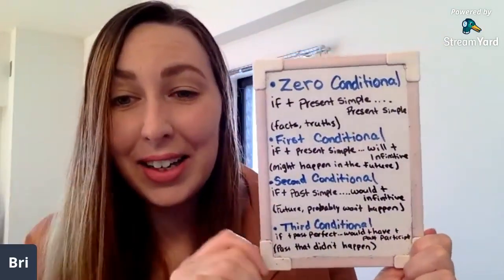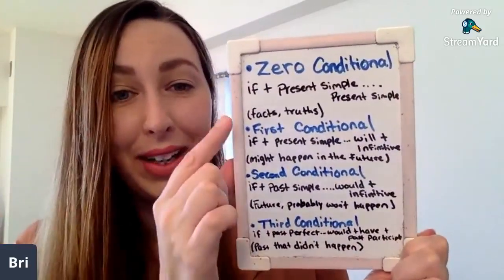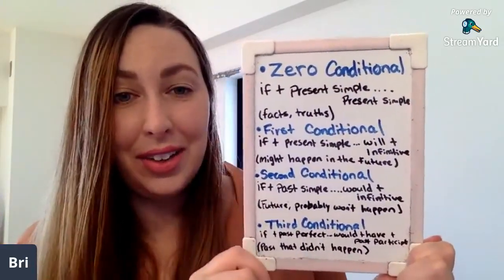Oh, Keen gave a really good example. If you go live, I'll join. Very good. If you go live, I'll join. So this is the first conditional, okay?